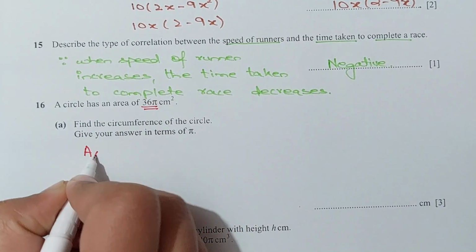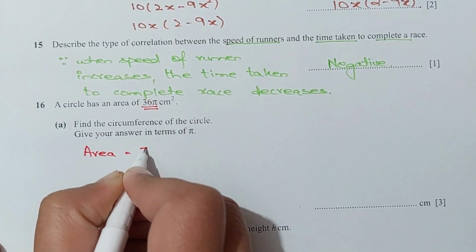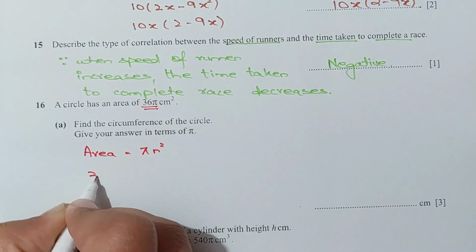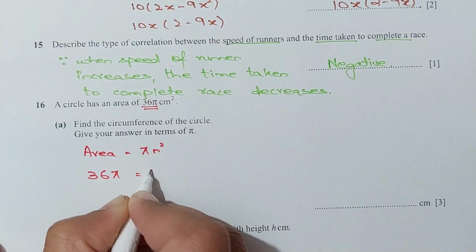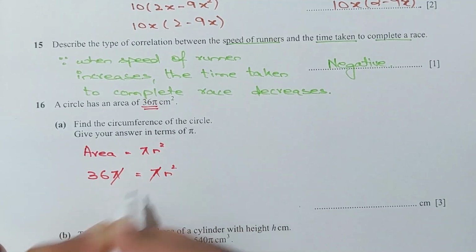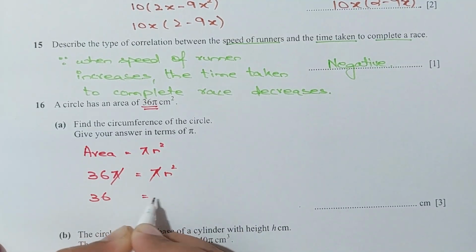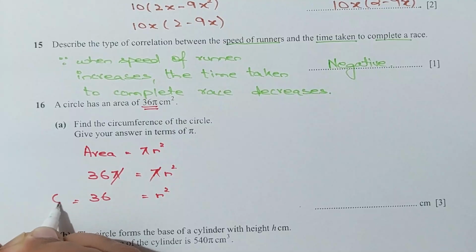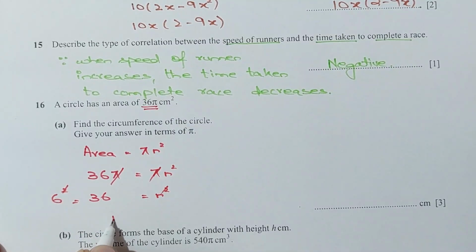So area of a circle has a formula which is pi r squared. We have area of a circle 36 pi and this is pi r squared. We can cancel the pi. 36 equals the radius squared. 36 equals 6 squared. We can cancel. The radius is 6 centimeters. From here we can guess what the radius is.